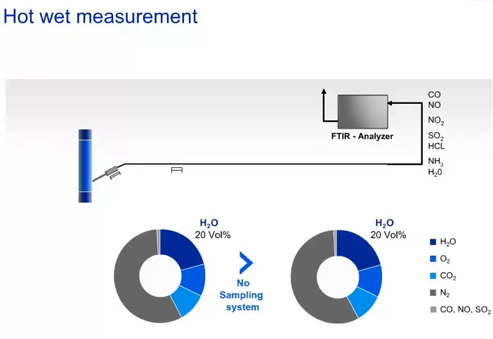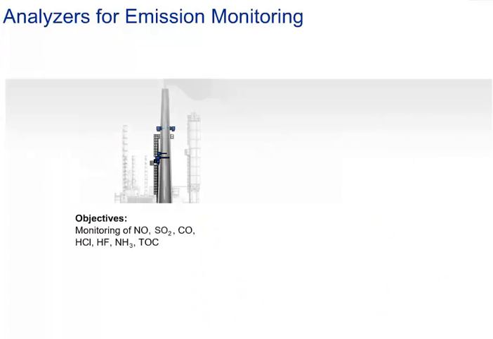The FTIR spectrometer is an extractive analyzer. It measures hot and wet. All components are measured in a wet matrix. We have to monitor the emission associated with harmful components NO, SO2, CO, HCl, HF, NH3, and TOC. Oxygen also needs to be monitored. O2 is not harmful, but the O2 reading is used for calculation, normalization of the emission components. We have different analyzers to measure these components.